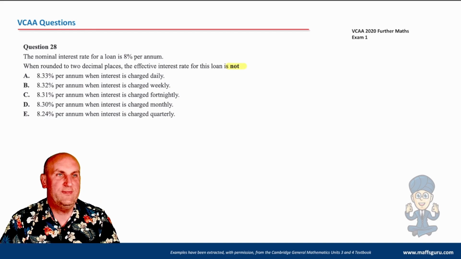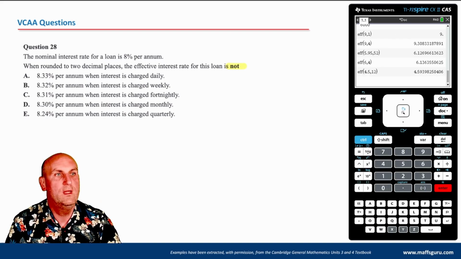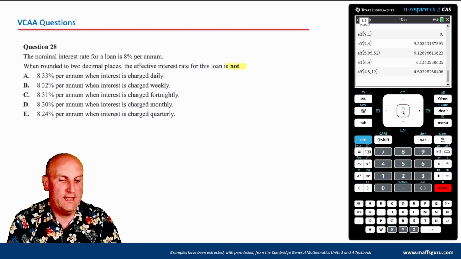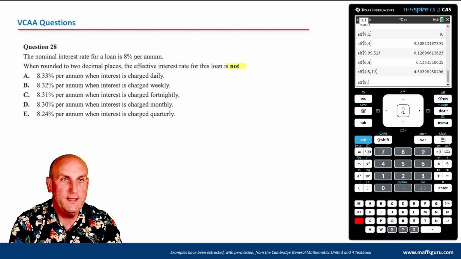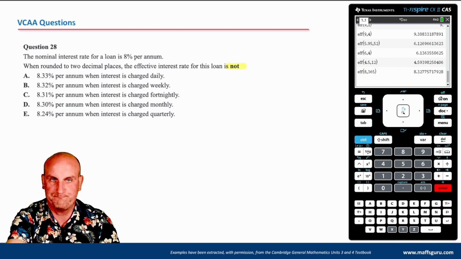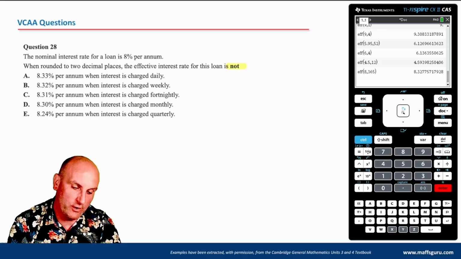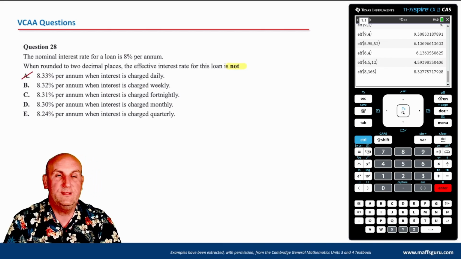The minute we're talking about this effective interest rate, I'm going to need my calculator. So it's "not". So 8% per annum. EFF 8, comma, per annum when the interest is charged daily, 365. Hit enter, what do we get? 8.33. Well, it says 8.33. We're looking for the one that's not, i.e. is wrong. A cannot be the correct answer.